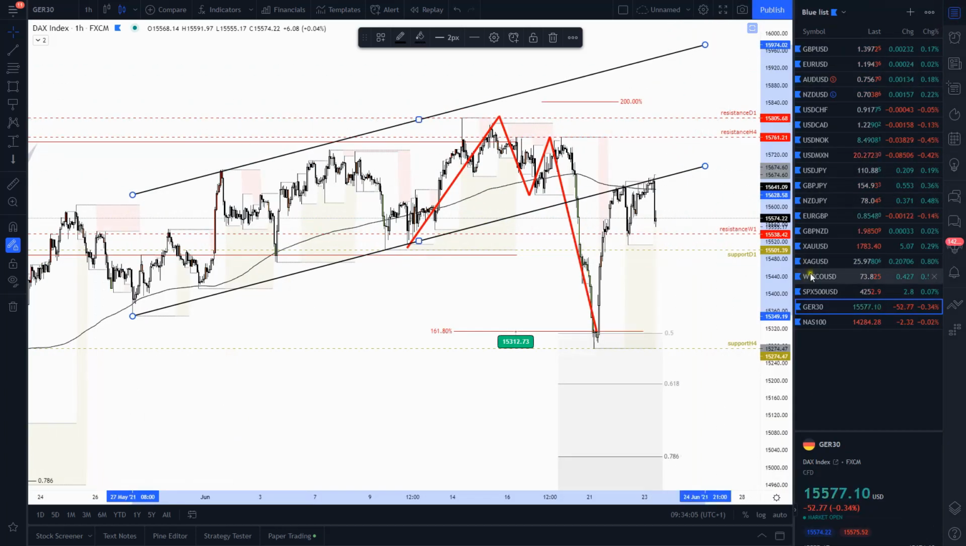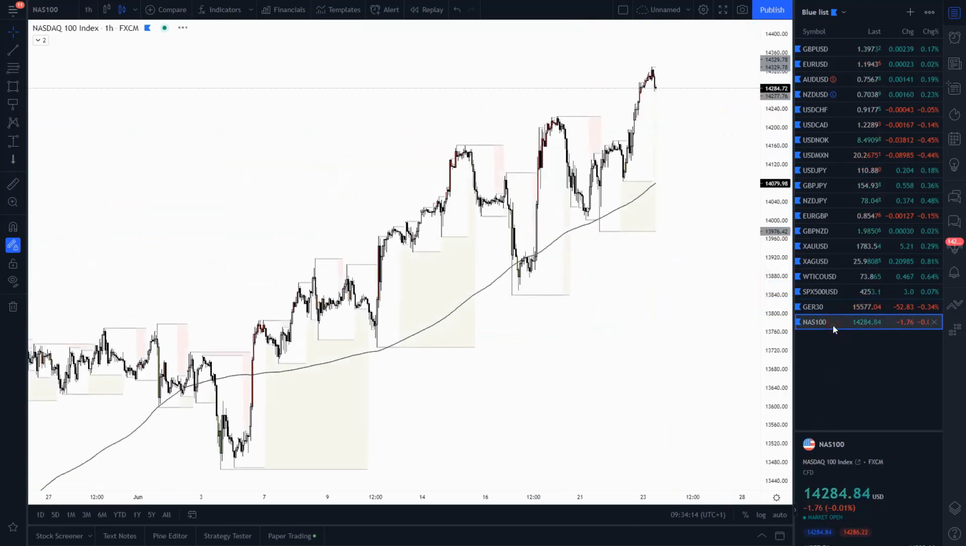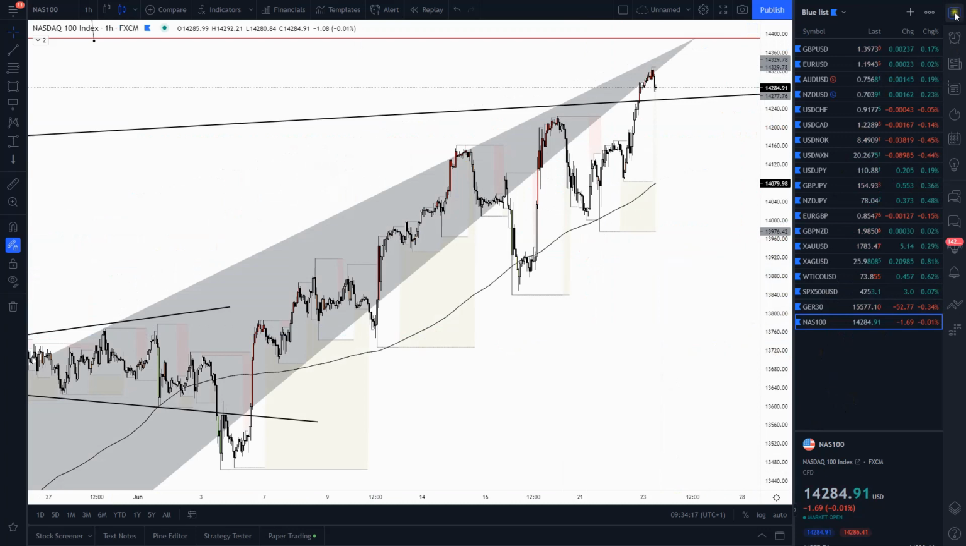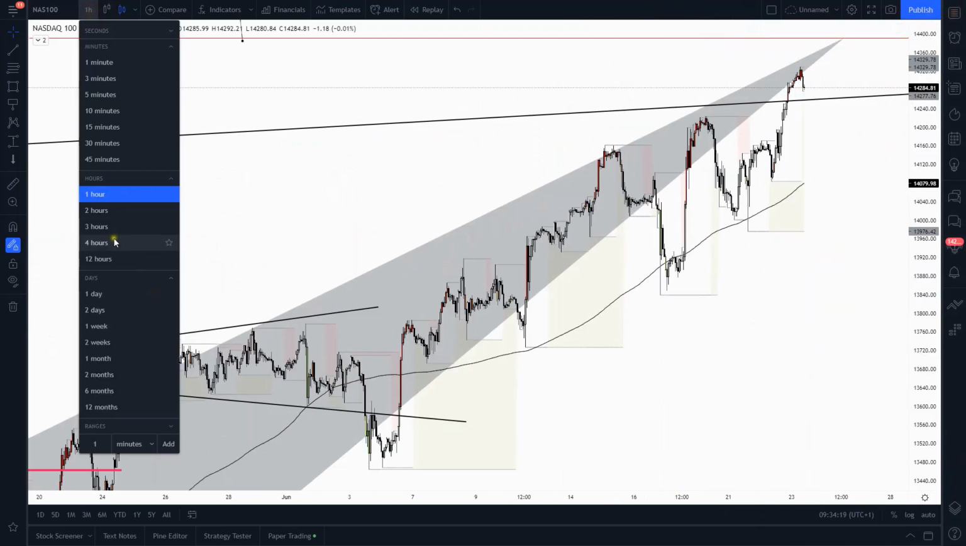So I do expect that to happen at some point, and I don't want to see a retest of these lows again for the German DAX. If that happens, that will threaten with new lower lows below that support.